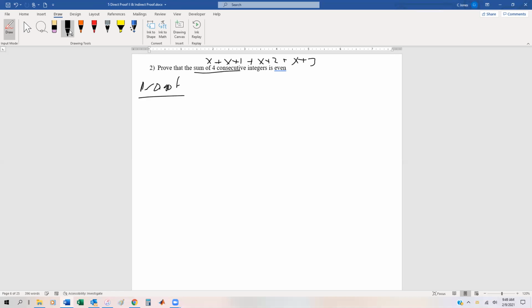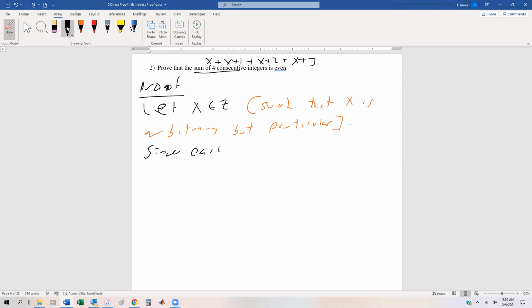Let's start by saying, let x be an element of the integers, such that x is arbitrary but particular. So we can use division into cases. We can say since each integer is even or odd, we can use division into cases. All right. So those are our two cases. And now we know our strategy of approach, even though my handwriting is pretty awful on the screen.